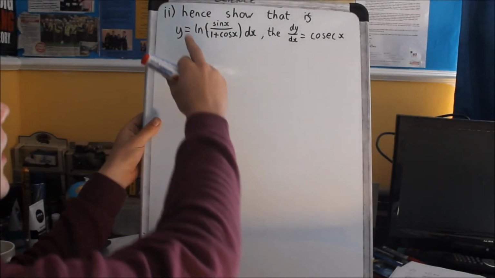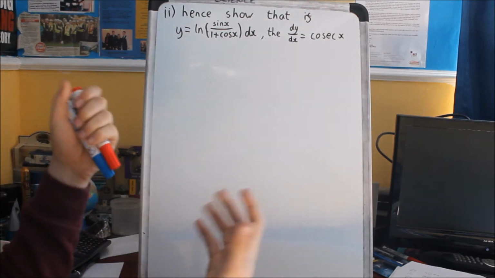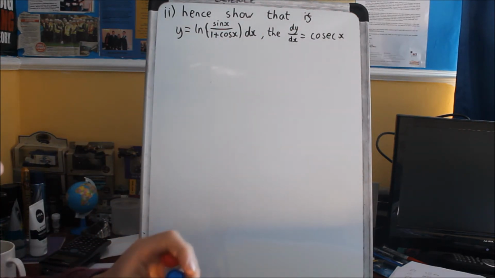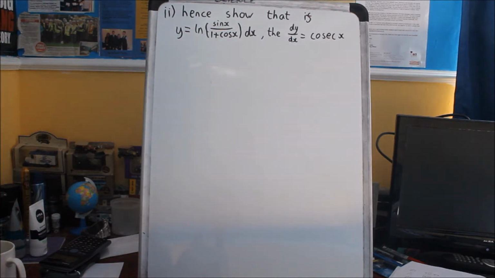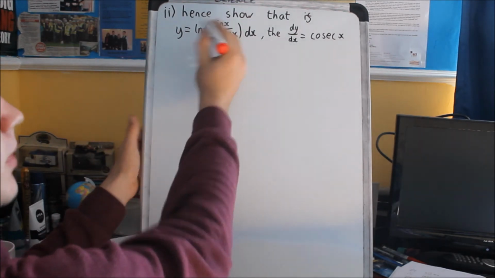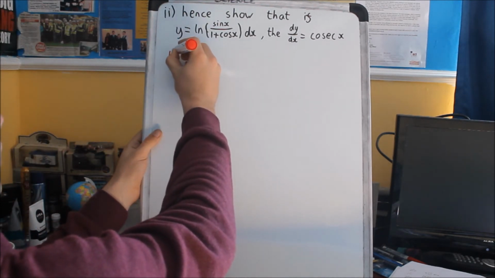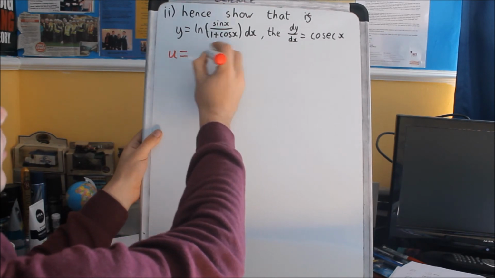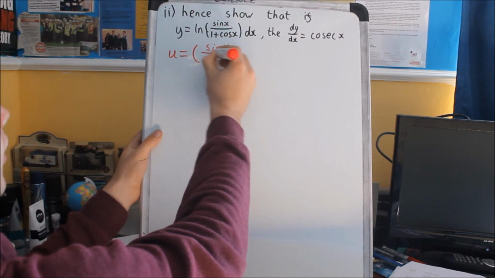Okay, so part 2 then. Hence show that if y equals the natural log of, and in brackets, what we just had, sin x over 1 plus cos x, then dy by dx is going to equal cosec x. So it's another show that question. Now we're going to use an application of the chain rule here, because we've got natural log of a complicated thing, that's why we use the chain rule. So firstly, we say that u equals the thing in the bracket, the sin x over 1 plus cos x.